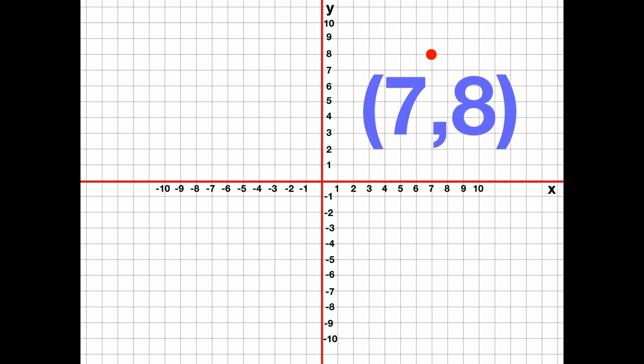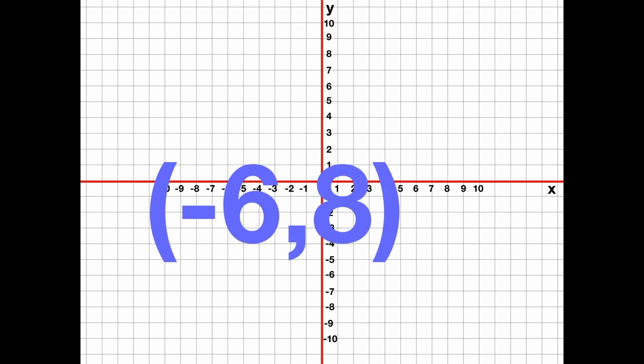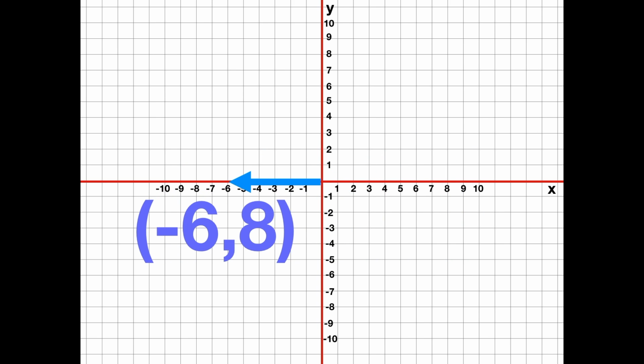Let's try a negative number in our ordered pairs. Let's go with negative 6, 8. To find that location, we're going to go over negative 6, and then the 8 is still positive, so up 8. It would be right in quadrant 2, right there.